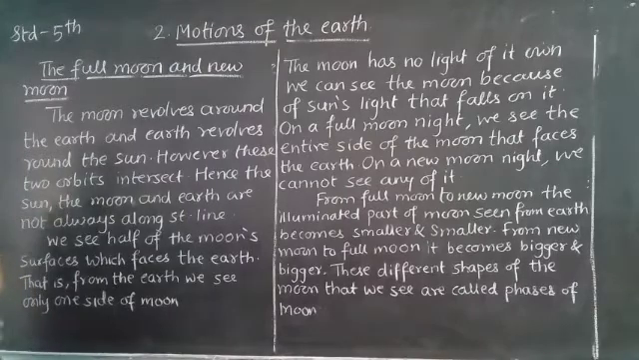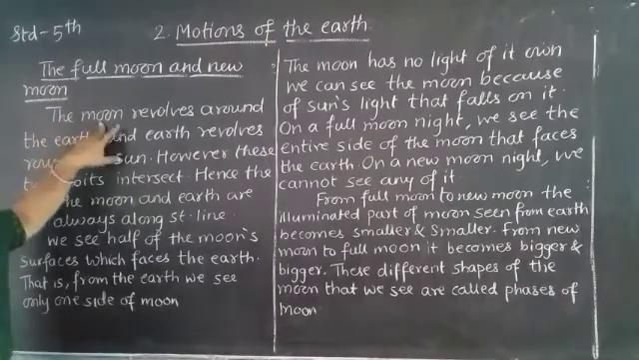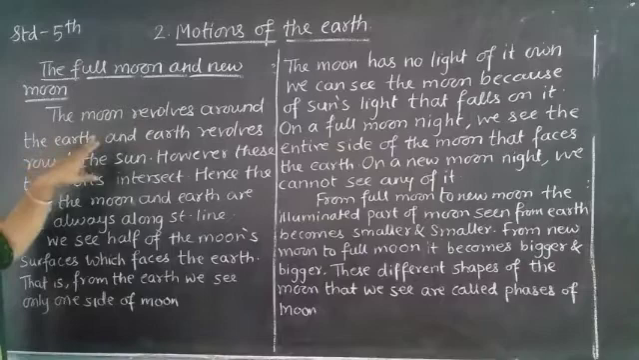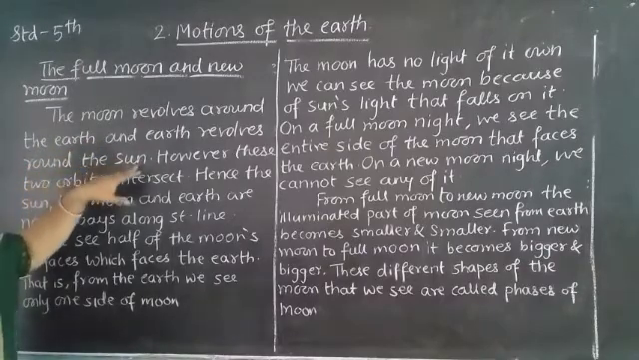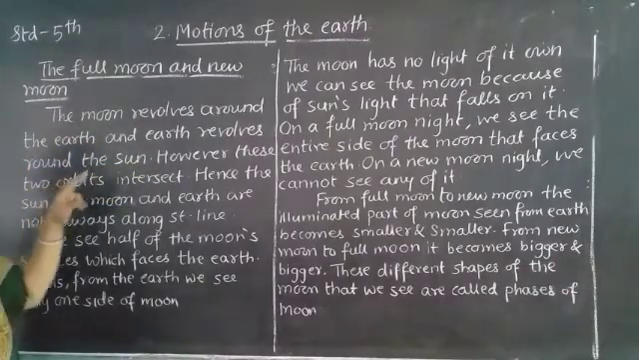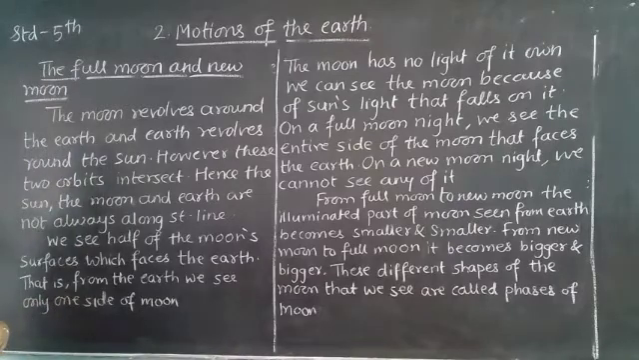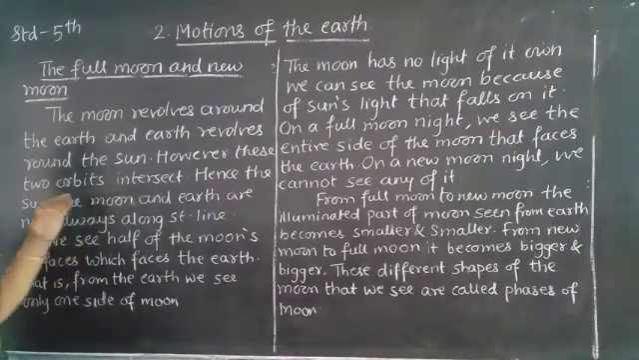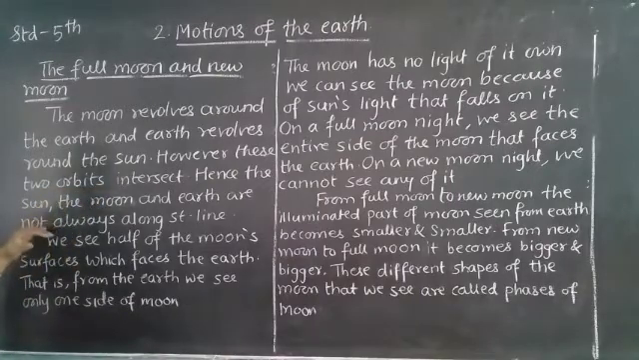What does this tell us? The moon revolves round the earth and the earth revolves round the sun. However, these two orbits intersect. That means they are both intersecting. Hence, the sun, the moon and the earth are not always along a straight line.